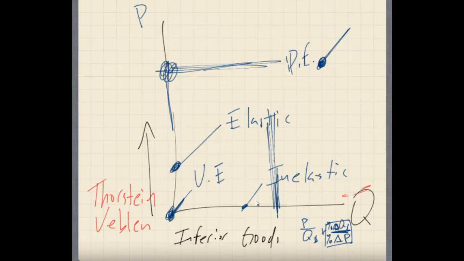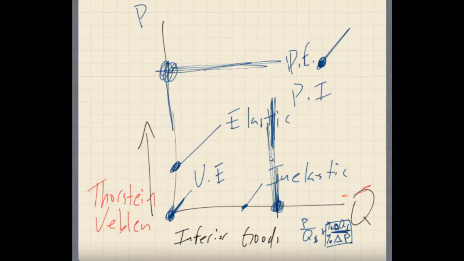Okay, perfectly elastic. If it's hitting our x-axis and it's perfectly vertical, this is perfectly inelastic. These are the two extremes. Here, no matter what change in price, it makes no difference to the quantity supplied, and here, the exact opposite. So we've got all five of our points, right? Perfectly elastic, unitary elasticity, inelastic, and then perfectly inelastic.